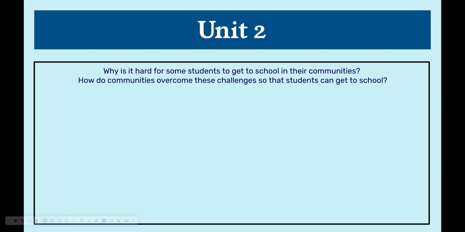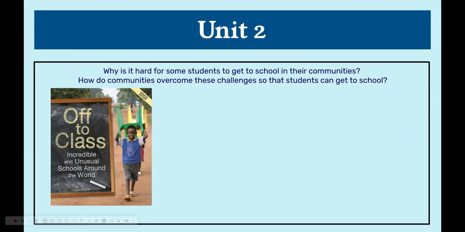As we move into Unit 2, students will now be guided by the questions of why is it hard for some students to get to school in their communities, and how do the communities work to overcome these challenges so that students can get to school. We will be using the nonfiction text Off to Class to explore 4 unique schools from around the world, including a remote school in the Amazon rainforest, a school on wheels in Mumbai, and even a floating boat school in Bangladesh.